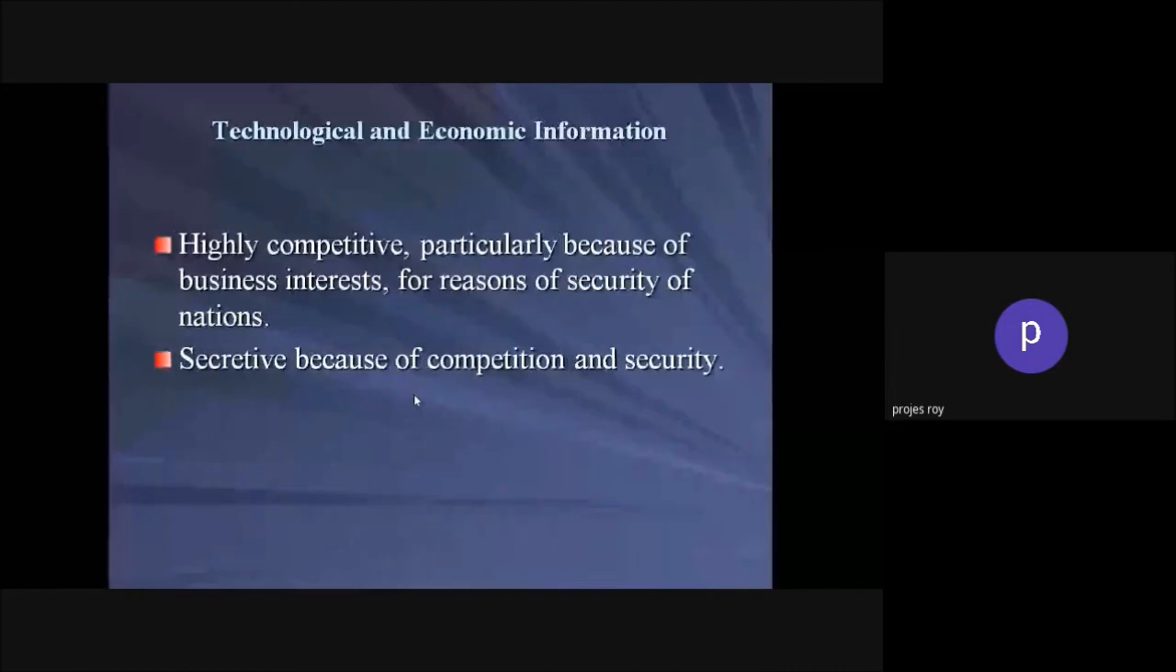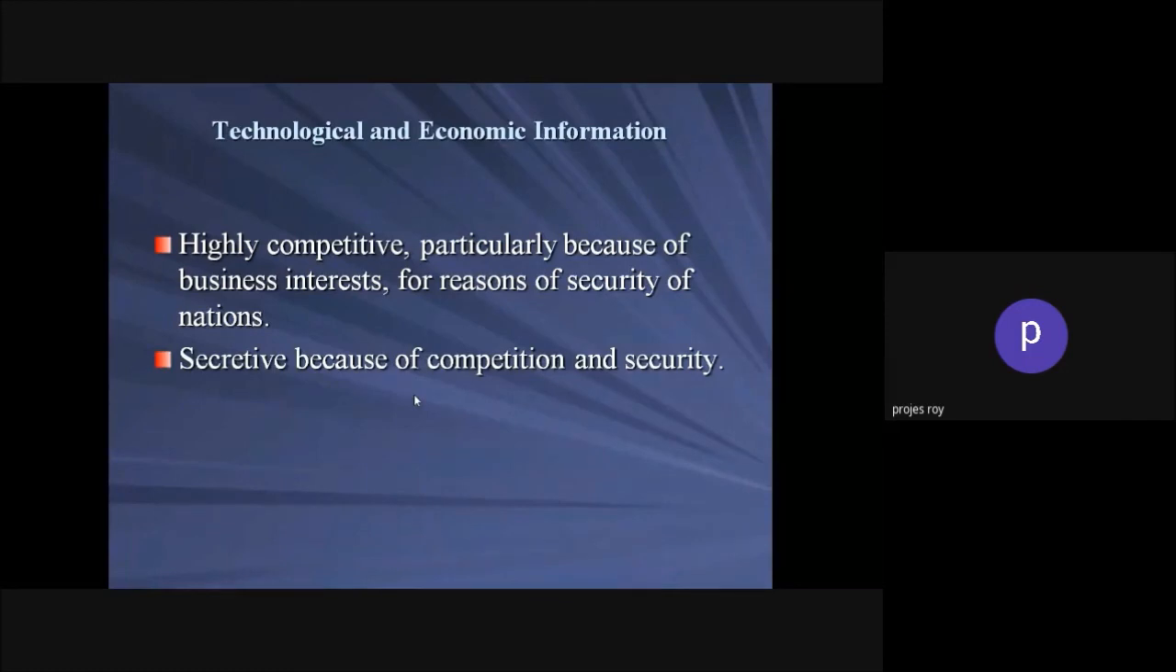That's why then technological and economic information. Now, technological information or economic information, both are characteristically highly competitive, particularly because of business interest and for reasons of security of the nation. So technological and economic information are very viable and very important for the nation, for the person, for the society. And it is highly competitive.